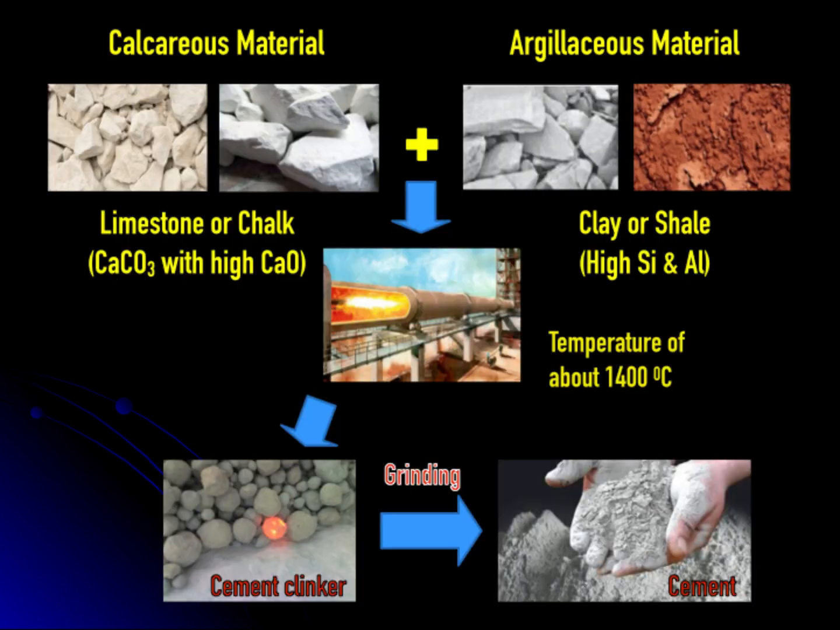Typically, cement is produced from two main types of natural resources. The first one is calcareous material, which contains a high amount of calcium oxide, such as limestone. The second one is argillaceous material, which contains significant amounts of silica and alumina oxides, such as clay. These materials are processed and burned at very high temperatures, up to 1,400 to 1,500 degrees Celsius, in order to produce cement clinker, and then it is ground into powder form.